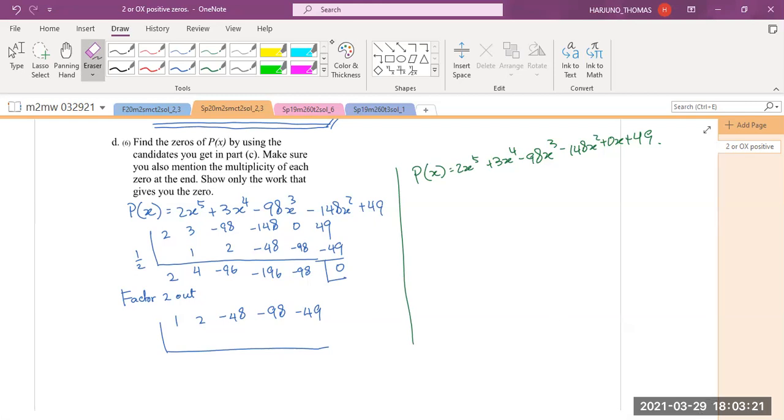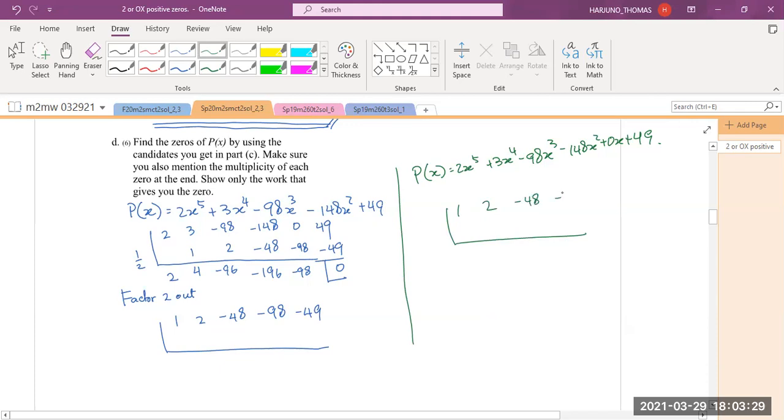Should I try 1/2 again, just in case it's a multiplicity of 2? No, you don't need to. Why? Take a look at the rational zero theorem right now. The numerator will be either 1, 7, 49, but the denominator is only 1. There's no other way. So you don't need to try 1/2 because it won't work anymore.